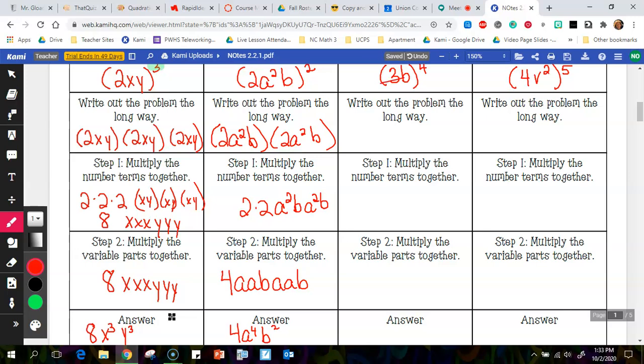Oh, whoops. So this one is 3b times 3b times 3b times 3b. 3 times 3 times 3 times 3 is 81. And then I've got 4 b's.